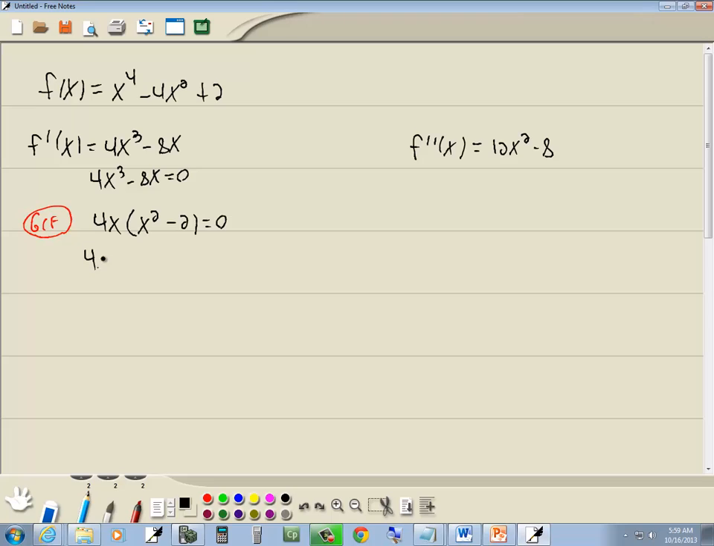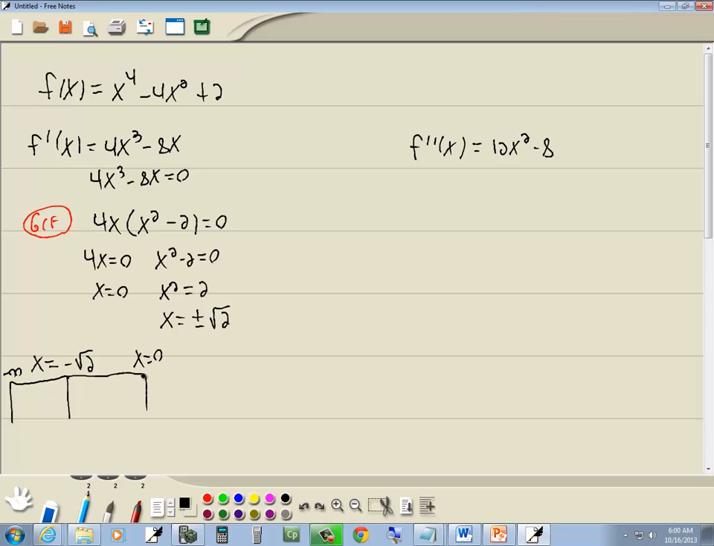Set each factor equal to 0, zero factor property. 4x equals 0, and x squared minus 2 equals 0. Divide both sides by 4, and we get x equals 0. Here, I'll take the negative 2 to the right side, becomes a positive 2. Drop our squared, and put a plus or minus square root on the other side. So x is equal to negative square root of 2. Clear over here is negative infinity. Then our next critical value is 0. And our next one is positive square root of 2. And then clear over here is positive infinity.